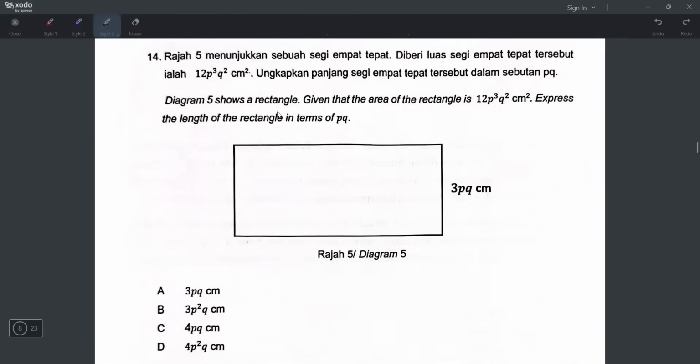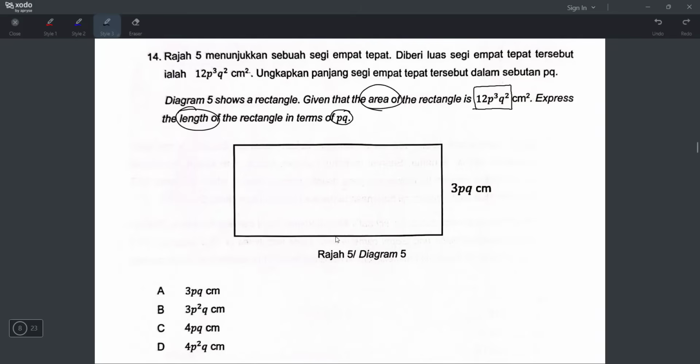Okay, 14. Diagram 5 shows a rectangle. Given that the area of the rectangle is 12p power 3 q power 2. So later confirm you use the area formula, the area of a rectangle formula. And then they said express the length of the rectangle in terms of p and q. So you can see all your ABCD answers have p and q. So we don't actually have to find p and q. We just have to find the length in terms of p and q.